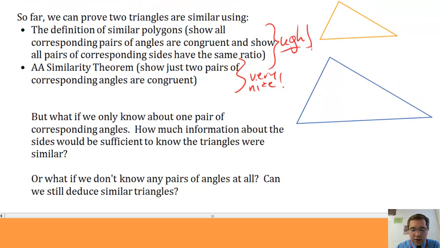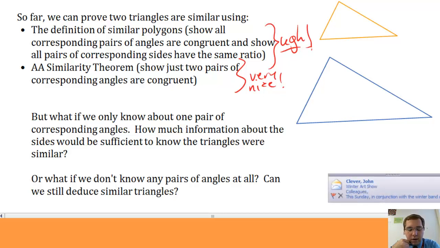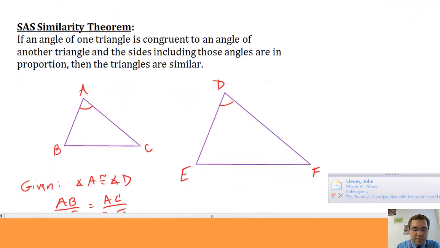And what if we don't know any pairs of angles at all? We're not given that any of the angles are congruent. Can we still find a way to deduce that we have similar triangles? Turns out we can for both of these.